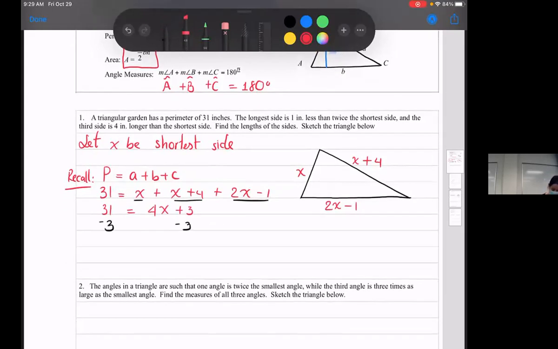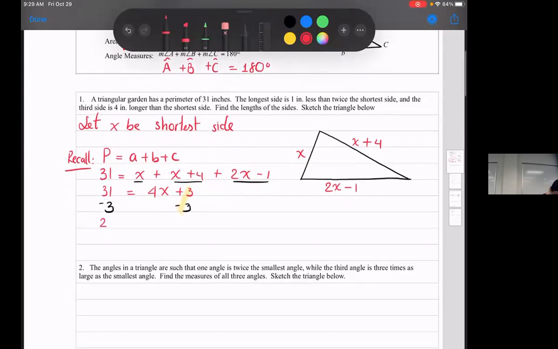Subtract 3 from both sides. I have 31 minus 3 is 28 equals 4x. Divide both sides by 4. X equals 7. What's the unit here? Inches. And don't stop here. They want you to find all the lengths.